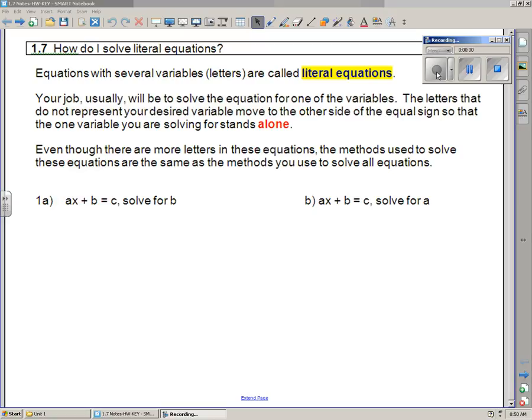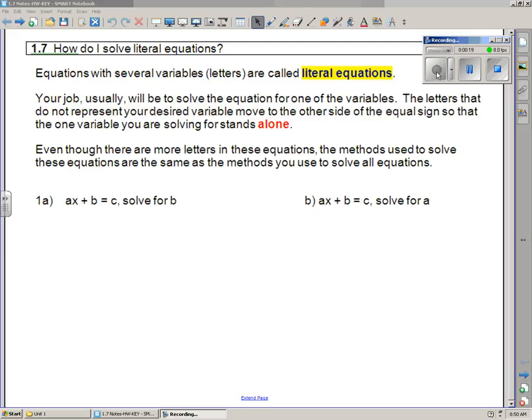So for tonight's lesson, you're going to learn how to solve literal equations. A literal equation is an equation that has probably a lot of variables. It may have numbers also, but it has a lot of variables as well. So what you're going to need to do is solve for the variable that they ask for.